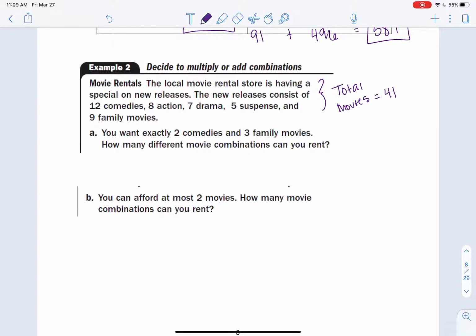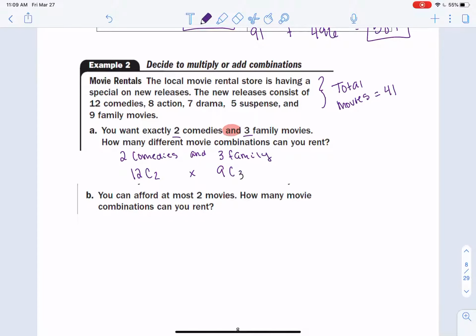Okay, so now let's read part A. You want exactly 2 comedies and 3 family movies. How many different combinations can you rent? So you want 2 comedies and 3 family. So let's think about how many comedies there are. There's 12 comedies, and you want to choose 2 of them. And so we would multiply 3 family movies. It looks like there are 9 family movies, and we want 3 of them. So I'm going to write 9 choose 3.